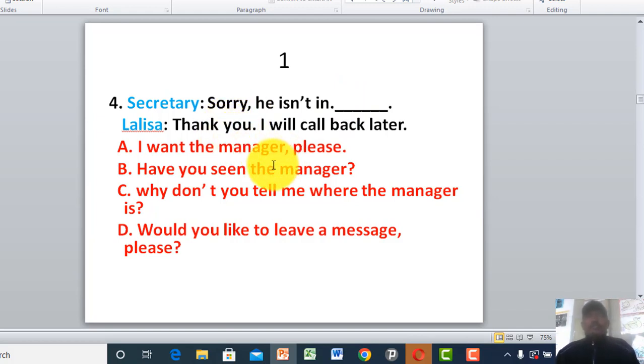And have you seen the manager? It's not a kind of object, right? If you lost a mobile, have you seen my mobile? Have you seen my key? Have you seen my bag? No, no, no. But we cannot use have you seen for a person. So that's wrong. An aggressive expression here. Why don't you tell me where the manager is? An informal or aggressive, impolite expression here.